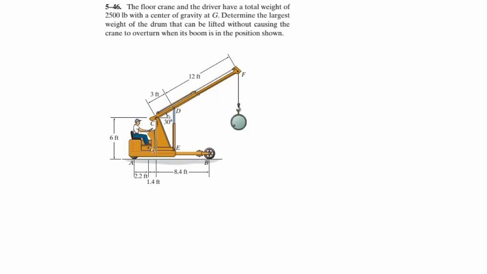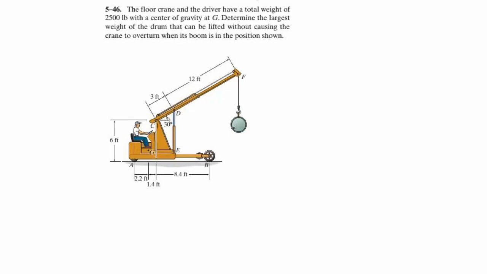And what's going on here is the crane is about to lift something up. The crane and driver weigh 2,500 pounds. There's the center of gravity right there. And we want to find out the largest weight of the drum so that it is not unstable. If it becomes unstable, what would happen? It would be tipping over the front, and then A goes to zero. So let's draw a free body diagram.